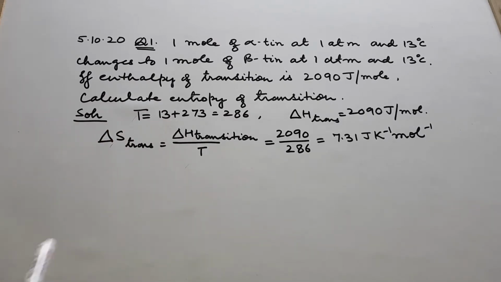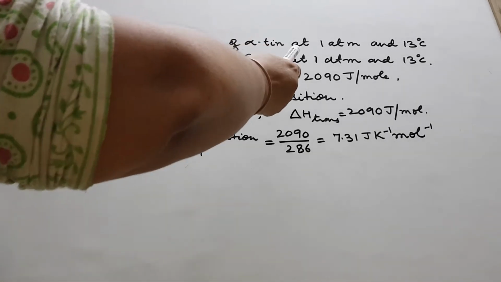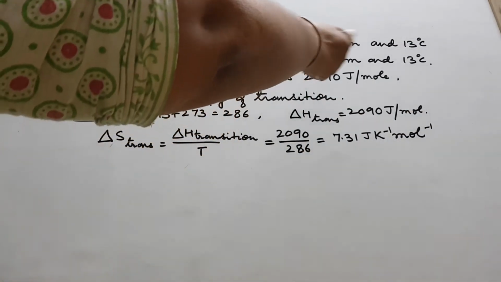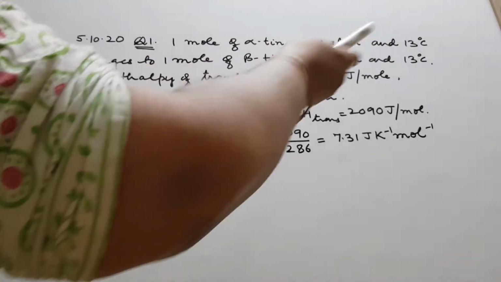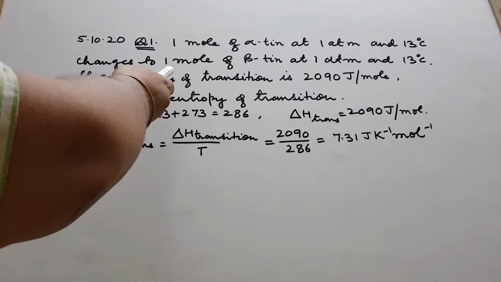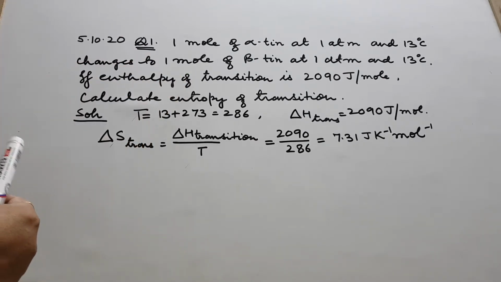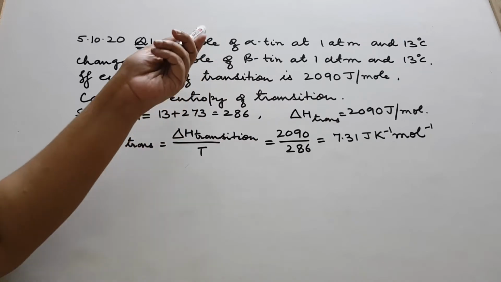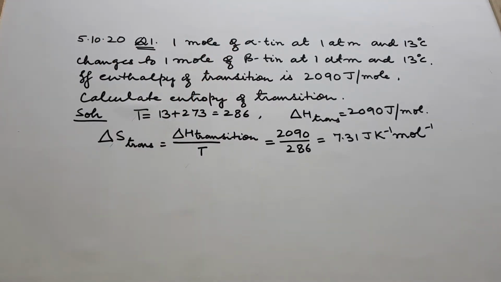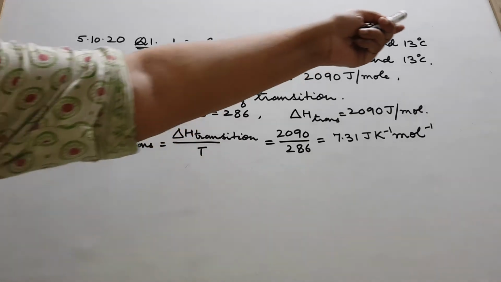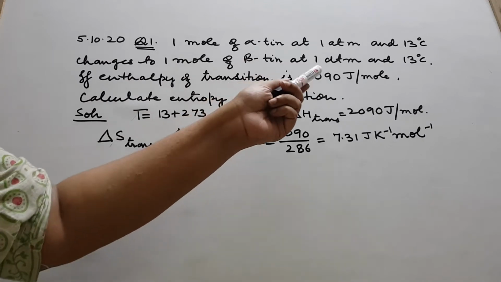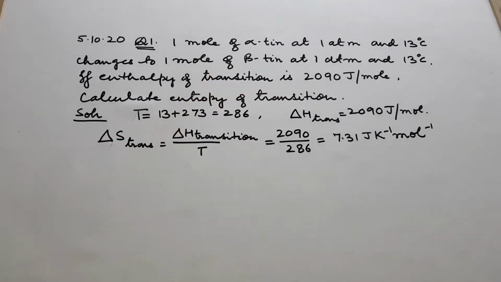Let us see. The question is: 1 mole of alpha tin, an allotrope of tin, at 1 atm and 13 degrees Celsius changes to 1 mole of beta tin at 1 atm and 13 degrees Celsius. So both the pressure and temperature conditions are the same. 1 mole of alpha tin got converted to 1 mole of beta tin under the same conditions of temperature and pressure. If the enthalpy of transition is 2090 joules per mole, it's given to you here.